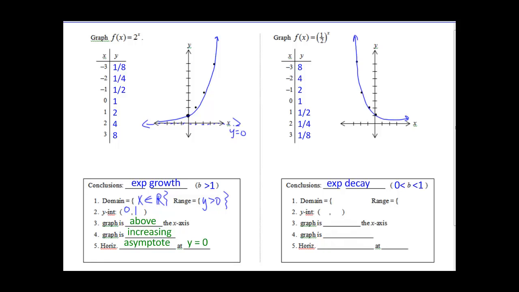So this is decay. Again, if we look at the domain, notice all the way on the negative parts, you can still go up to the graph. It barely keeps going to the left, but grows up increasingly fast. So we can say that it's the set of all x's such that x is all real numbers. The range: again, we have this horizontal asymptote at y equals 0, so we have y is greater than 0. We have the same y-intercept at 0, 1. The graph is still above the x-axis. It's not going to touch. The graph is a decreasing function. And like we said, the asymptote is y equals 0.